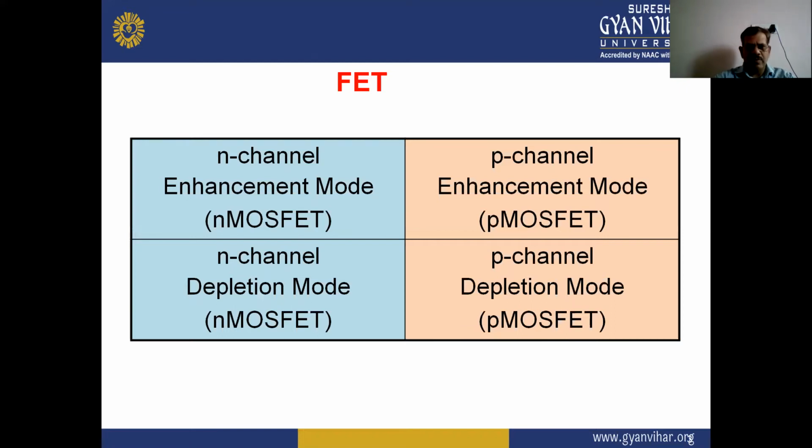Next one is the types of MOSFET. Generally MOSFETs are of two types. One is the N-channel enhancement MOSFET or N-MOSFET, and the second one is the P-channel enhancement mode MOSFET or P-MOSFET, and the N-channel depletion mode MOSFET, and the second one is the P-channel depletion mode MOSFET. So there are basically two types of MOSFET: enhancement type MOSFET and depletion type MOSFET.